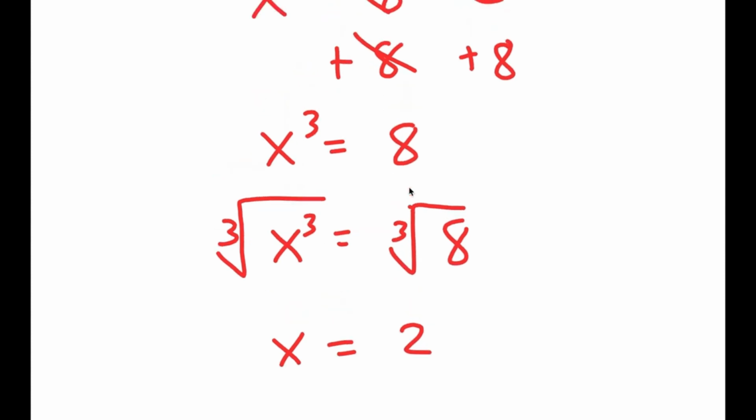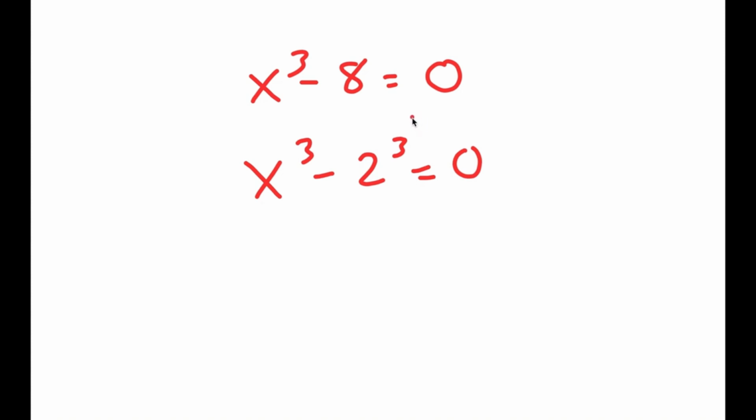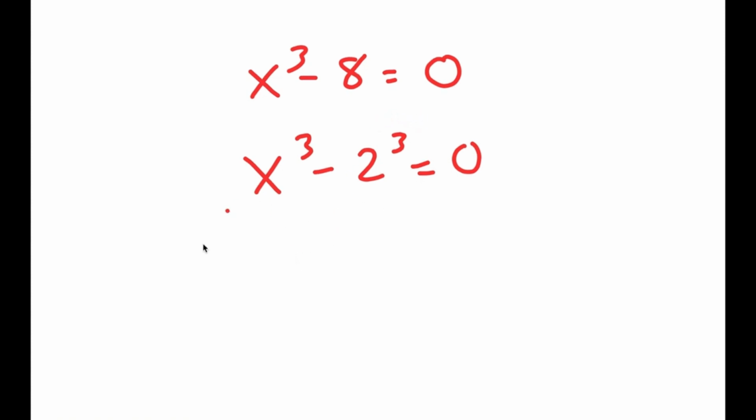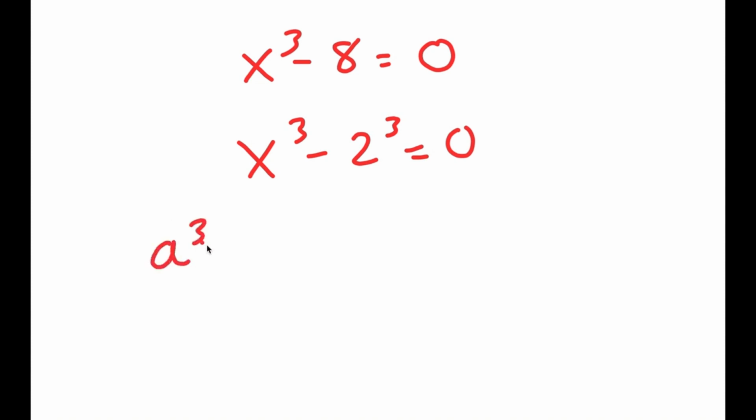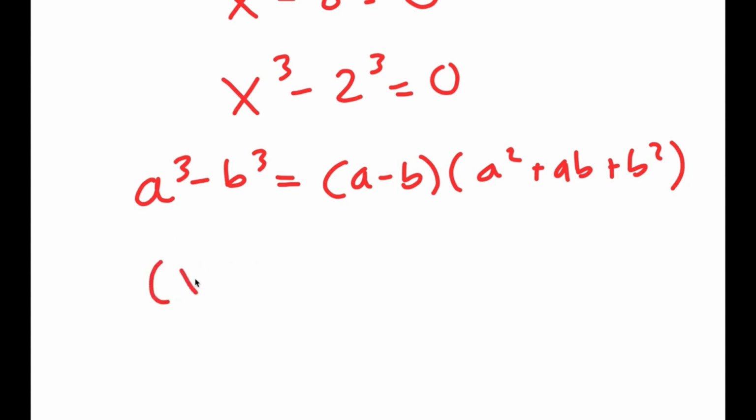But actually, there are more than one solution to this equation. So I'm going to rewrite my equation here, x to the power of 3 minus 8 equals 0. And now I'm going to rewrite 8 as 2 to the power of 3. So I get x to the power of 3 minus 2 to the power of 3 is equal to 0. And then now I'm going to use the formula a to the power of 3 minus b to the power of 3 is equal to a minus b times a squared plus ab plus b squared. So in this case, this turned into x minus 2 times x squared plus 2x plus 4 is equal to 0.